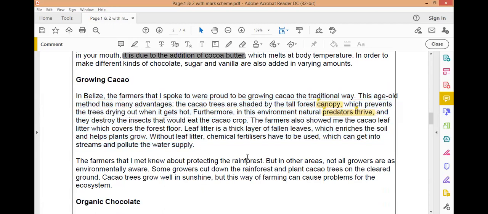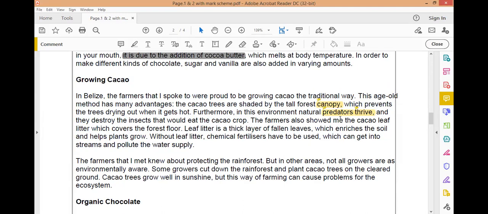Wait, please. For the word canopy, what does it mean? He said here, by the tall forest canopy. Can you write the meaning? It means shade or cover. It means the shade or the cover of the forest. The shade of the forest.